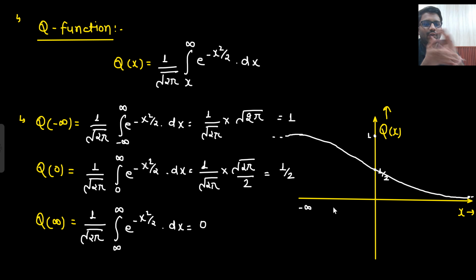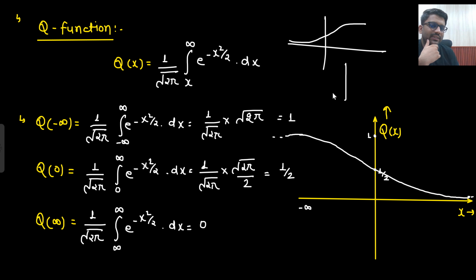Isn't it just the opposite of your CDF, cumulative distribution function? The cumulative distribution function will start from 0 and go to 1, and your Q function is starting from 1 and going to 0. So you will remember that it goes from 1 to 0. You will be able to remember the graph. What is the graph of Q function?